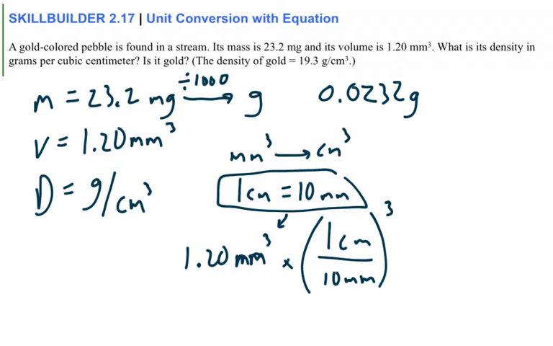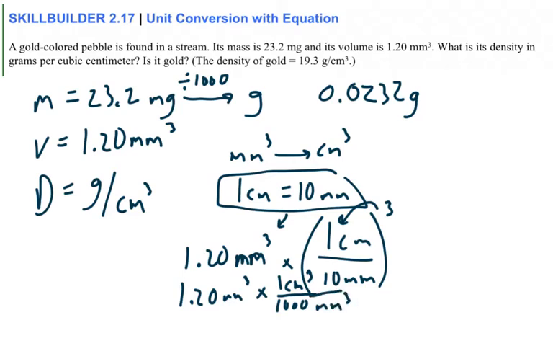Now, when you cube this, you still have 1.20 cubic millimeters, and then the conversion factor, you got to cube everything. 1 times 1 times 1 is 1. Centimeter times centimeter times centimeter is a cubic centimeter. So over here it becomes 1 cubic centimeter. And then the bottom, you got to cube that: 10 times 10 times 10 would be 1,000. Millimeter times millimeter times millimeter is a cubic millimeter.